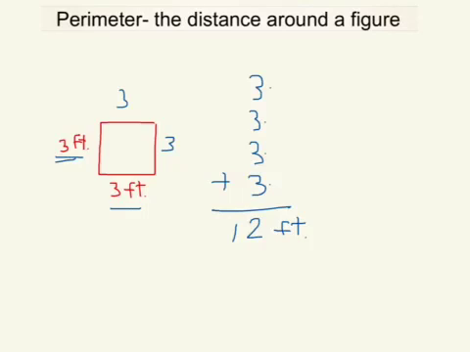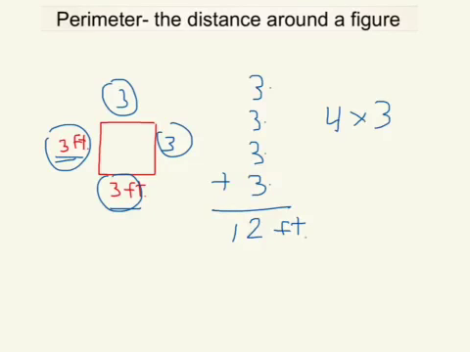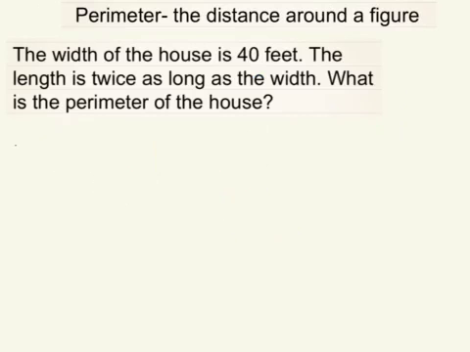Besides adding, since all the sides are the same length, we could also multiply. So we have 4 sides. Each side is 3 feet long. So we have 4 groups of 3, which of course equals 12 feet. Good way to check the problem as well. We got a 12-foot perimeter on this square.